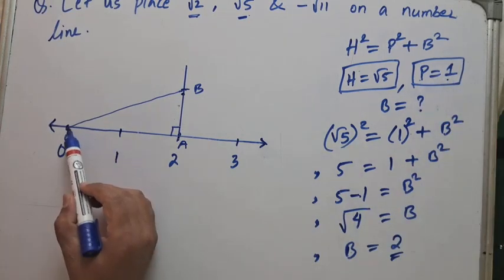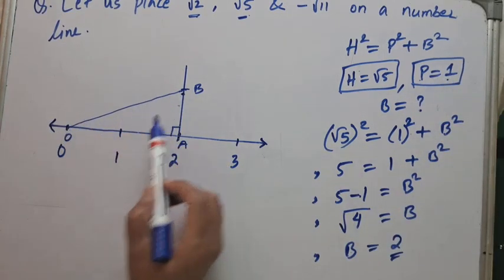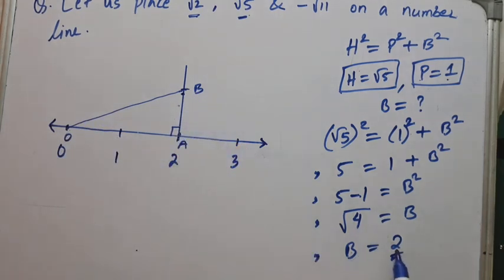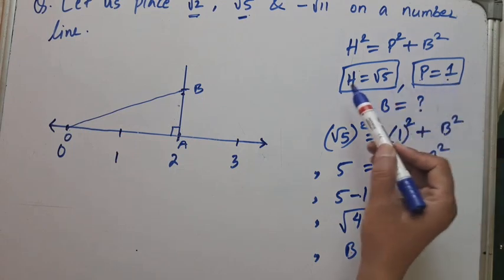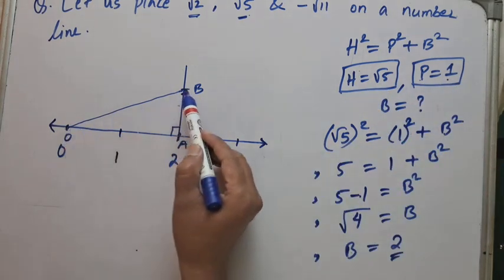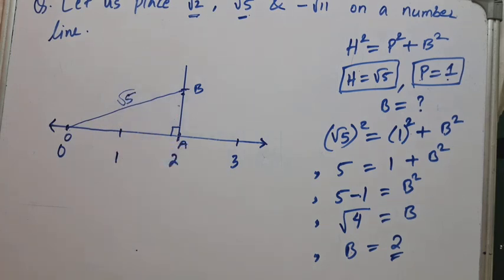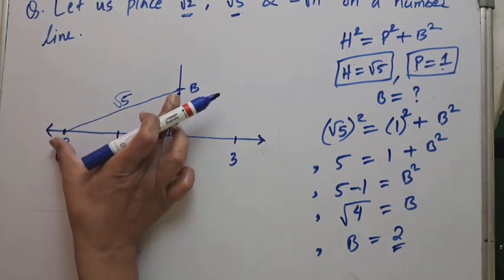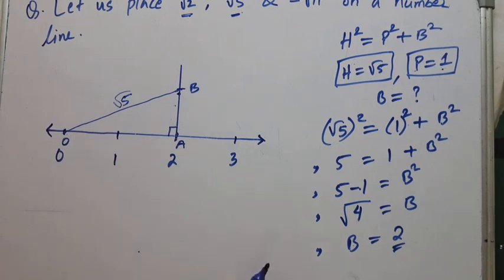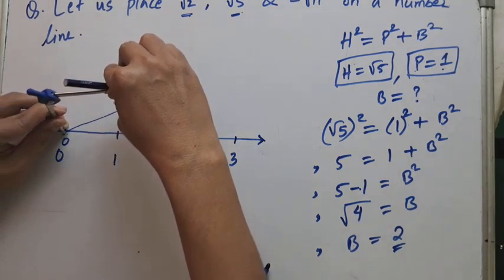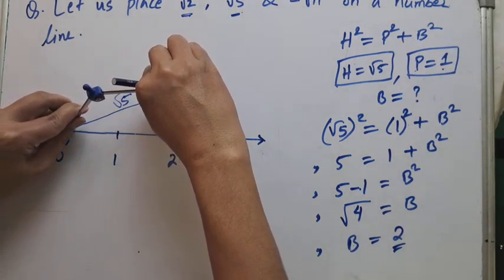Now OB is the hypotenuse. If base is 2 and perpendicular is 1, hypotenuse is root 5. So this is root 5. I hope you got this. The length of this hypotenuse is root 5. Now we take a compass and place the needle of the compass at the point O and the tip of the pencil at the point B.